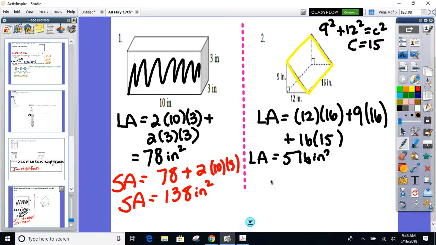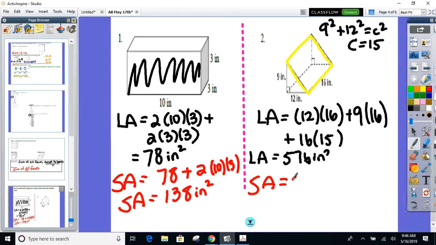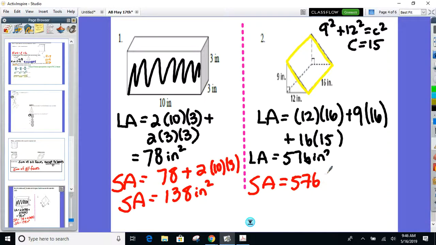Okay, surface area. We already know it's going to be 576 plus the 2 bases. What shape are the bases? From last unit. What's the area formula? Okay, so ready? Watch. Stop me if you don't know where it's coming from. 2 bases that are the same times 1/2. Give me the base of one of them. 12 times the height. Everyone all right with what I just wrote there? That's for the 2 bases. 2 bases that are congruent.